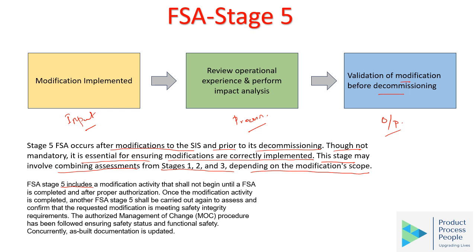For FSA stage 5, the modification activity shall not begin until an FSA is completed and after proper authorization. Once the modification activity is completed, another FSA stage 5 shall be carried out again to assess and confirm that the requested modification is meeting safety integrity requirements. The authorized management of change procedure has been followed, ensuring safety status and functional safety. Concurrently, as-built documentation is updated.